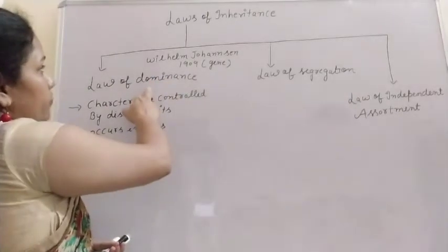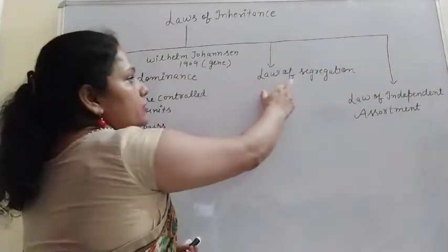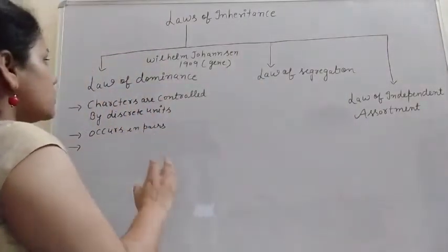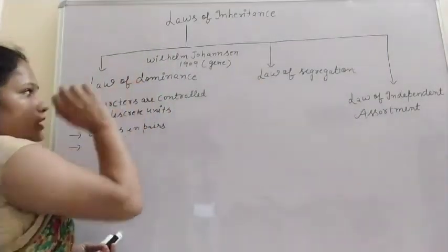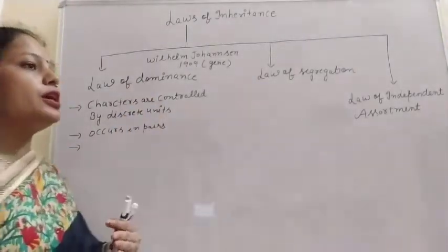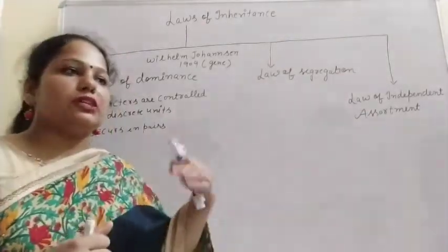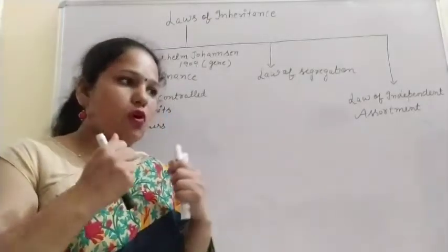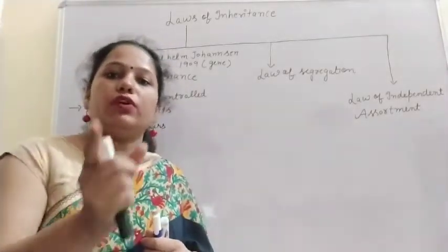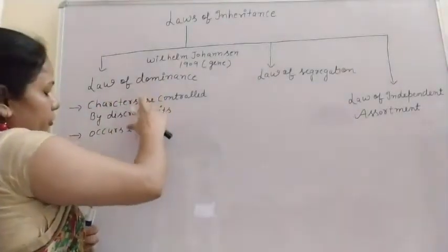The first law of Mendel is the law of dominance. Then the second law is the law of segregation, and the third is the law of independent assortment. Firstly we will discuss the law of dominance. What is the meaning of dominance? Dominance means, suppose I am saying I have to do this thing, and the second person is saying he also wants to do that thing, but I am saying I will do this thing, so I am dominant over him.